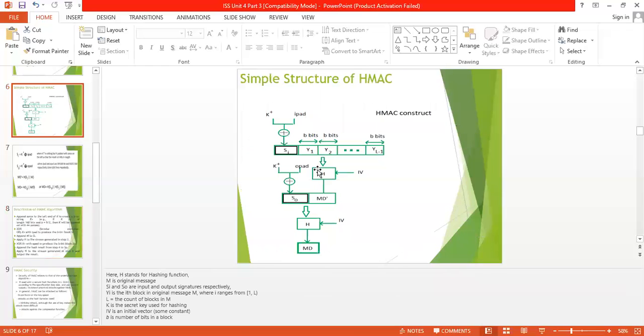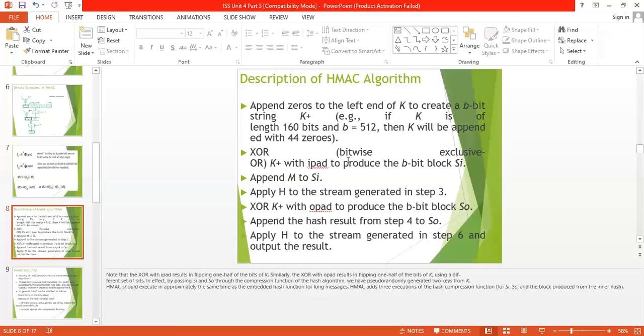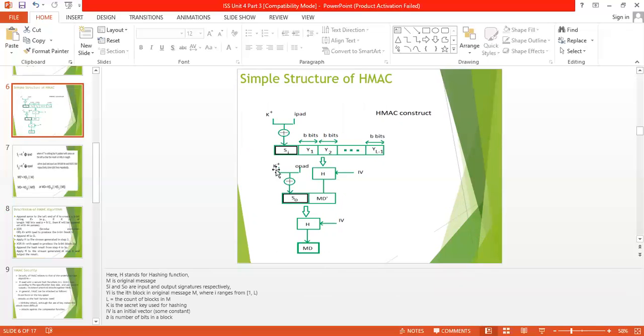This is the process. After this, apply H to the stream generated in step 3. This is used in step 3. XOR K plus with OPAD to produce the B bit block SO. This XOR of OPAD and K plus, and this output is provided to the hash code H, and combined with the initial vector, and both are combined to produce the MD dash. This is called the message digest.